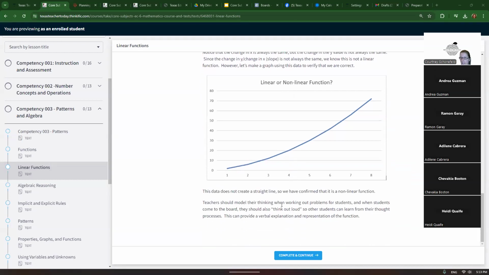We should also model our thinking out loud, kind of like what I'm doing when I'm reasoning through it. And that shows them our metacognitive strategies, thinking about our own thinking.